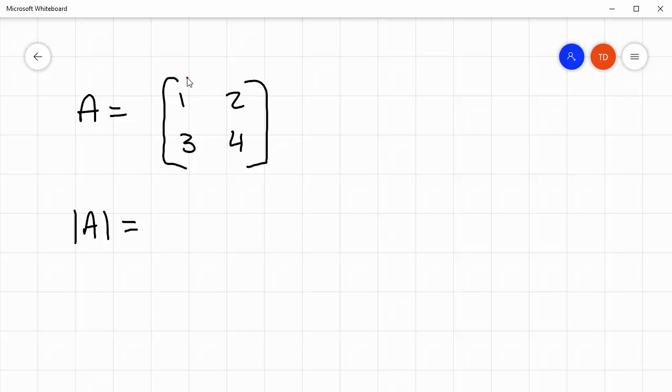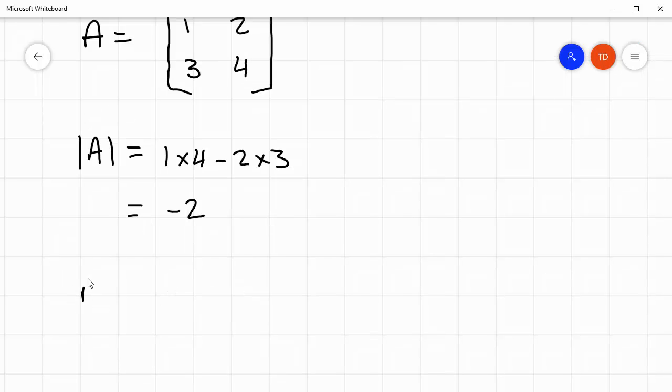The first step is to multiply the top row by alternating +1 and -1. Then we find the product of the first diagonal, so that's 1 times 4. And then we add to that the product of the second diagonal, taking into account the plus and minus 1. So that's going to give us -2 times 3. So 1 times 4 is 4, 2 times 3 is 6, so 4 minus 6 gives us -2. So the determinant of the matrix 1, 2, 3, 4 is -2.